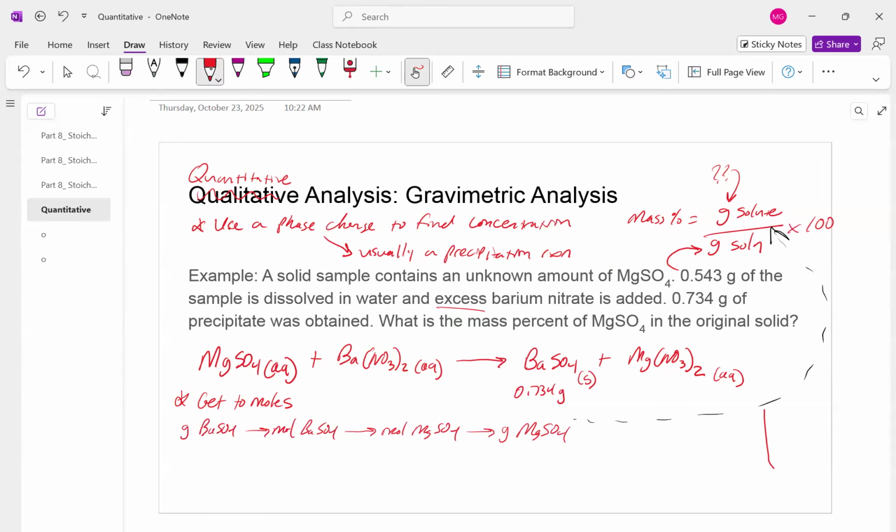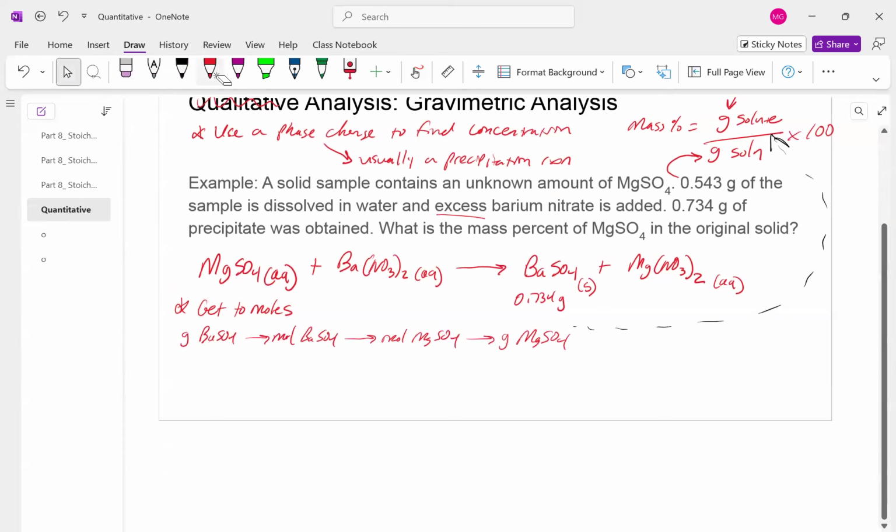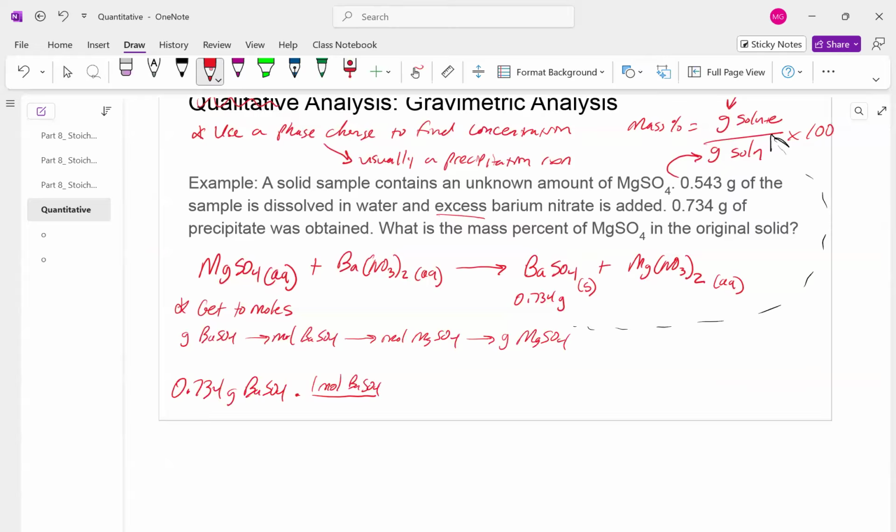Okay, so let's set up a unit conversion to do that. I start with what I'm given, 0.734 grams of barium sulfate. What do I use to get that to moles? The molar mass. Now, I would probably give you something like that because I know that you're masters of finding the individual atomic masses on the periodic table and adding them all up. So that's 233.38 grams of barium sulfate in 1 mole. So notice grams of barium sulfate cancel out, and I've gotten to moles. So there we go.